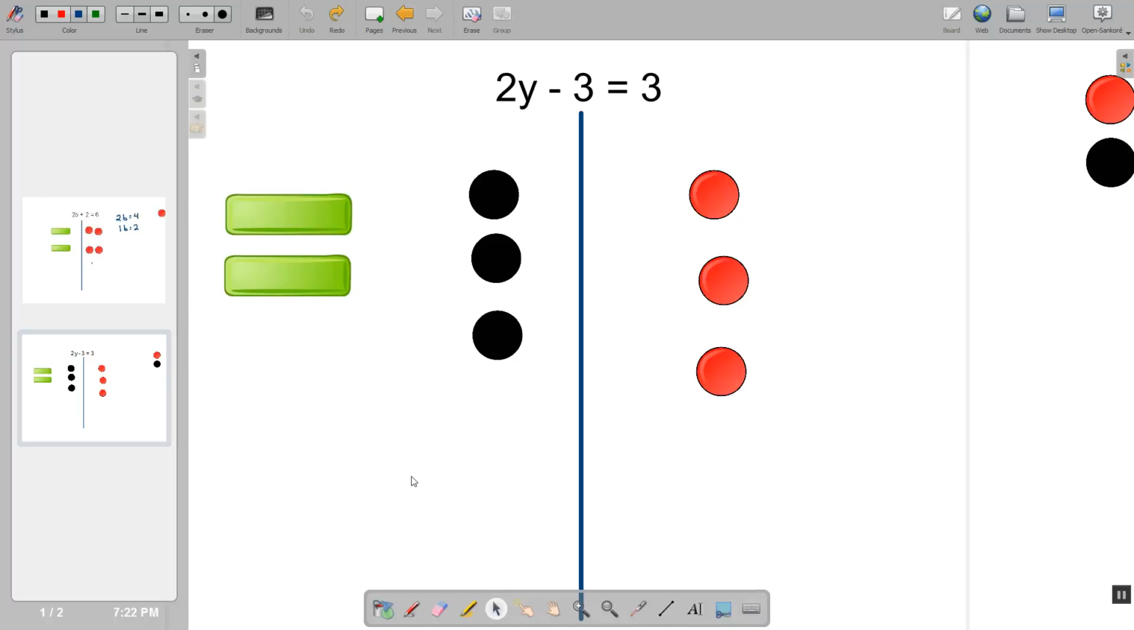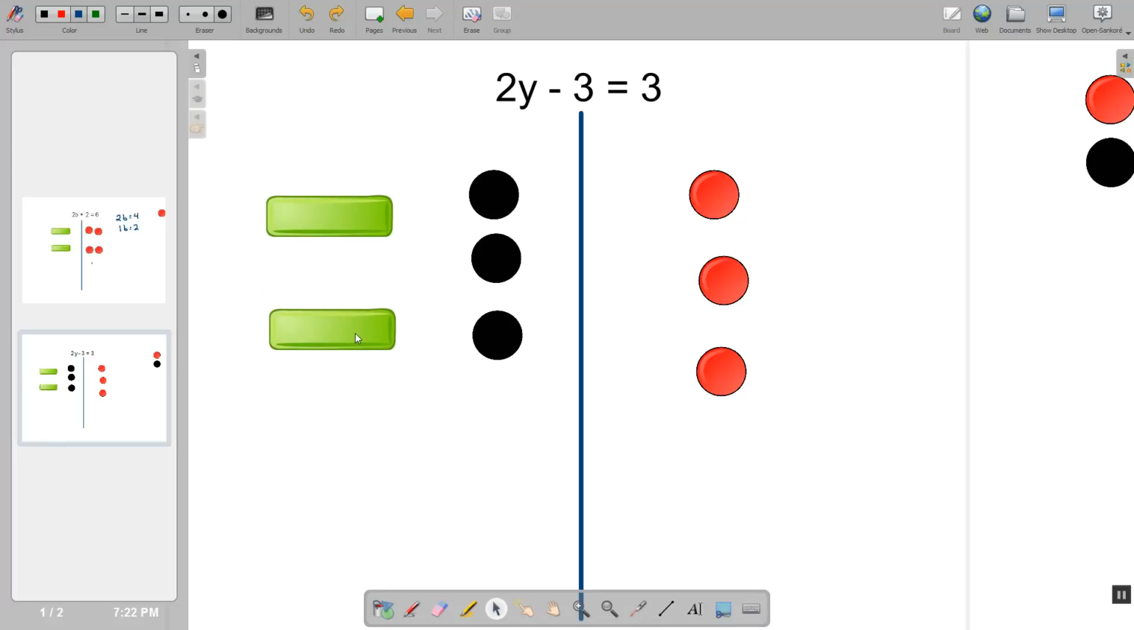The problem that I'm going to solve is 2y minus 3 is equal to 3. Once again, I'm going to solve this in two methods: either the guess and check method, or I will solve it by trying to work out by removing everything on the same side as the y values.